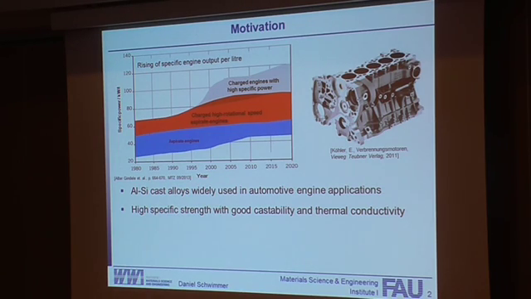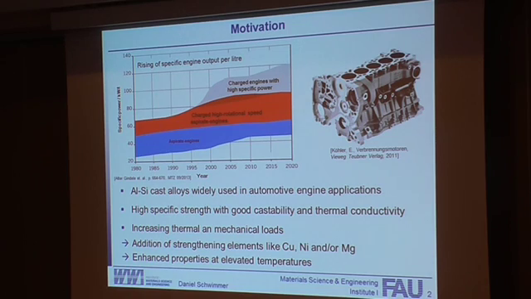But if you look at the picture on the left-hand side, you see that the specific power and firing pressures of the engines are still rising, and we need to make efforts to create new aluminum silicon cast alloys with improved mechanical properties at high temperatures, for example, better creep resistance or better high cycle fatigue behavior at higher temperatures. What can we do in this case? We can add strengthening elements like copper, nickel, and/or magnesium, so I get enhanced properties at higher temperatures, for example, creep and high temperature mechanical properties.